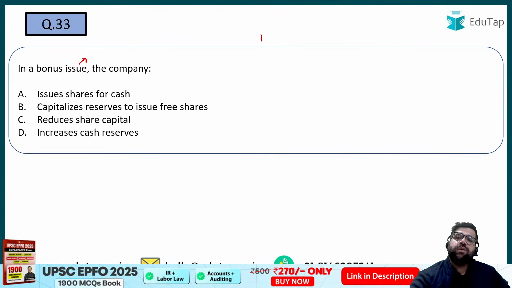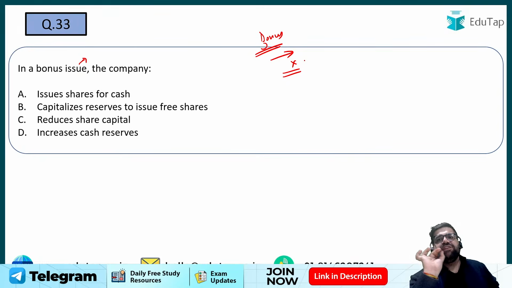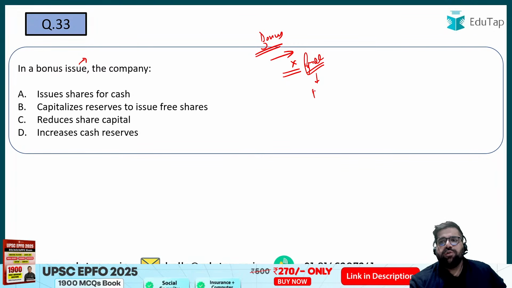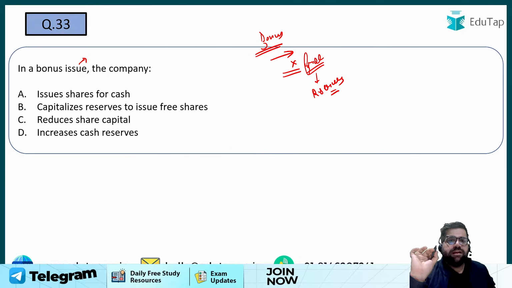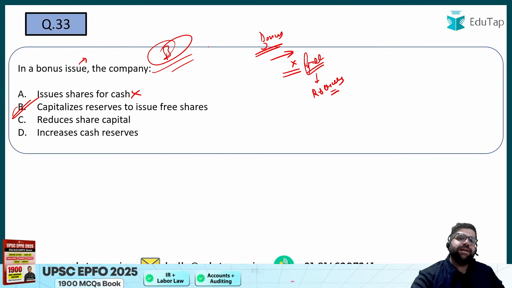Now in bonus issue, I hope you know company basically issues shares but gets nothing. Company just issues the shares for free, right? But ये free कैसे होता है? Company fund कैसे करती है? Through multiple types of reserves, right? So now try to answer. A bonus issue is an issue for cash? No. A bonus issue is like capitalizing reserves to issue free shares? Yes. So my right answer will be option number B.